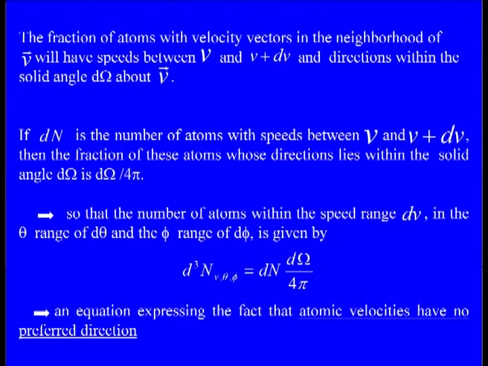So, the number of atoms within the speed range between v and v plus dv, angle theta to theta plus d theta, and phi to phi plus d phi is given by dn(v, theta, phi) equals dn times d omega by 4 pi. This equation expresses that atomic velocities have no preferred direction. That is the reason you get the term d omega by 4 pi, which emphasizes the fact that atomic velocities have no preferred direction. That means atoms move randomly in all possible directions.